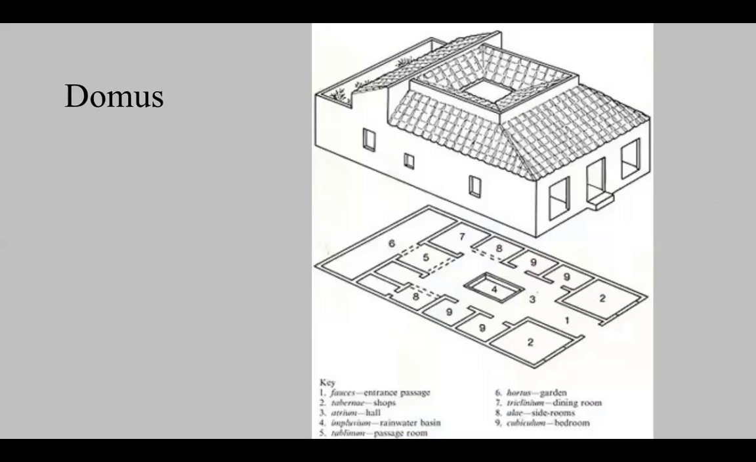So another common form of housing is a domus. A domus, or a house, is not too different from how the ancient Egyptians lived. They would have a house with a garden attached. There's an image of that in our textbook.